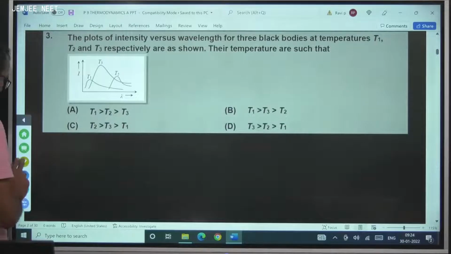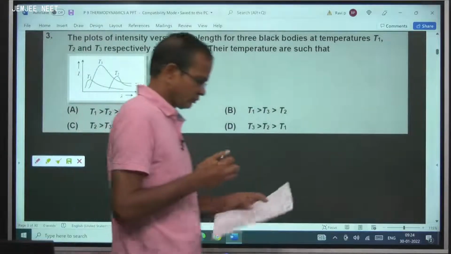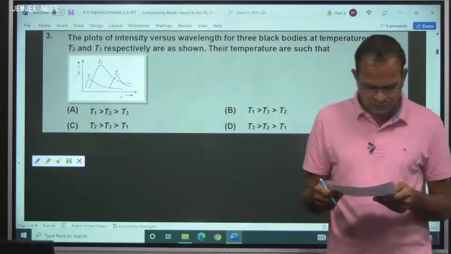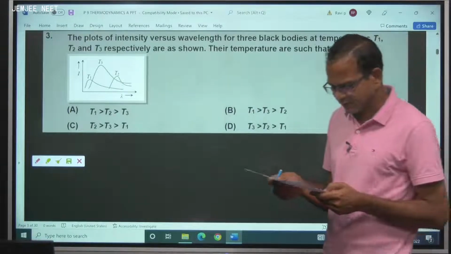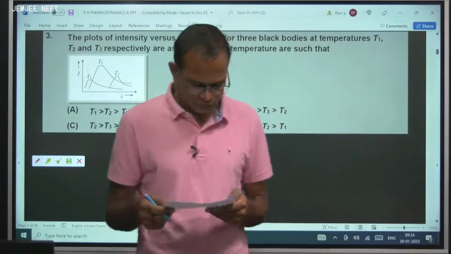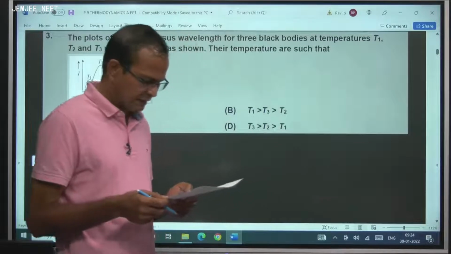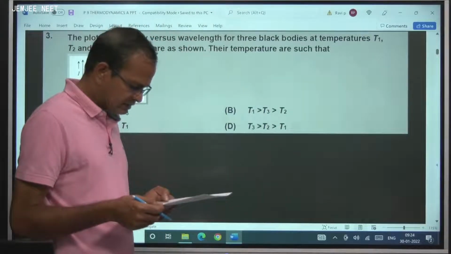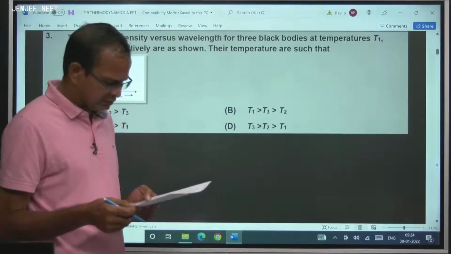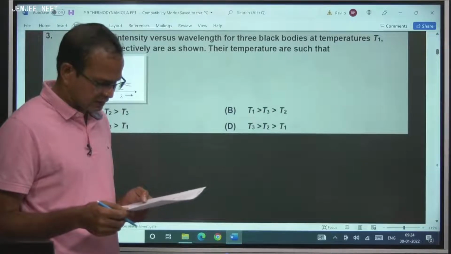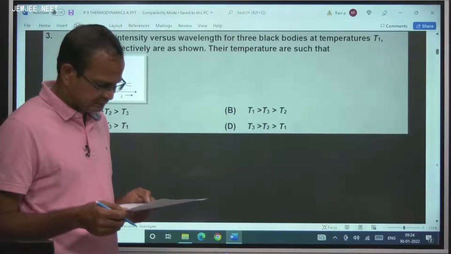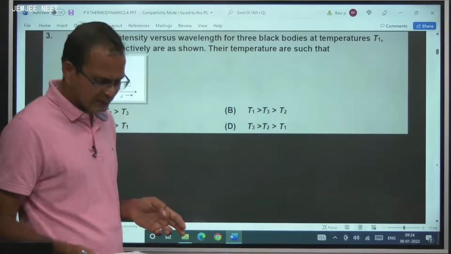Come on, question number 3. Intensity versus wavelength of 3 black bodies. Oh, this I never discussed with you, my dear kids. Only this year I skipped that. Last year I taught it, but this year because I rushed for time, I did not teach it to anyone. I'll explain that now.